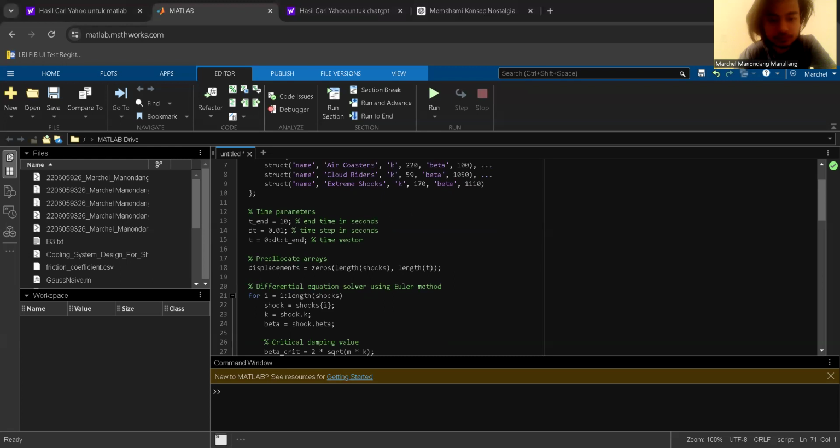And for the time parameters, we know that the end time in seconds is 10, with the time step of 0.01 seconds, starting from time 0, with the time step until the end time of 10 seconds.